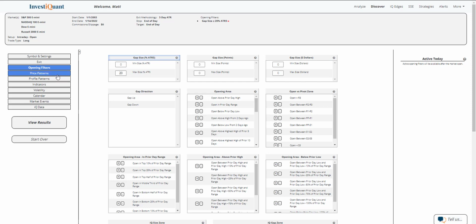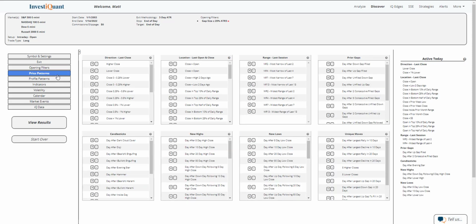All right, the next thing I want to do is go down to the price patterns. I'm going to say yesterday was a sizable down day. The way I'm going to do that is I'm going to click on this: it closed more than 1% lower on the session. So I've grabbed that from the active today. It comes from the direction of the last close right here.